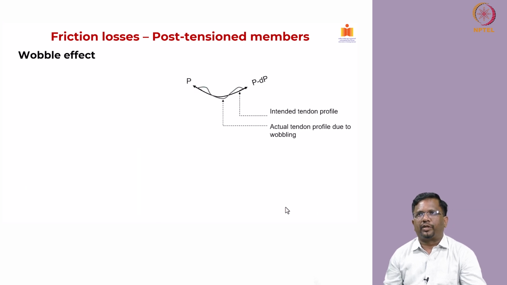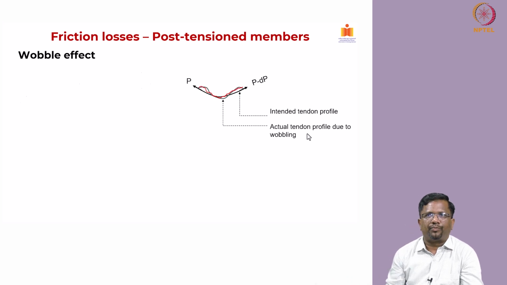So, now the wobble effect. What is the wobble effect? As we have explained, this black color profile is nothing but your intended tendon profile, but actually in the field there will be local wobbling happening. The cable will not exactly follow it. So, you will have this local undulation that will happen like this. So, that is what we are saying due to wobbling.